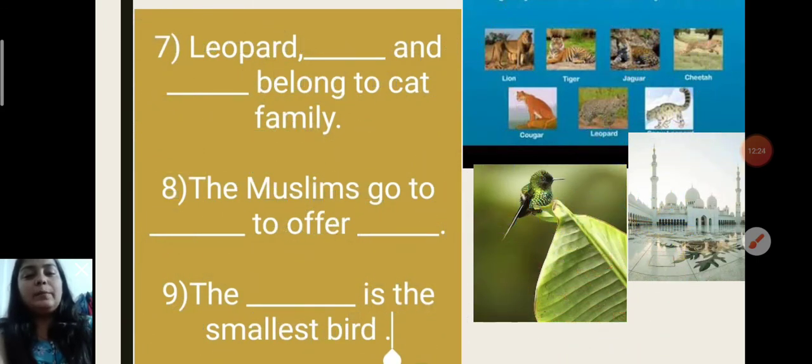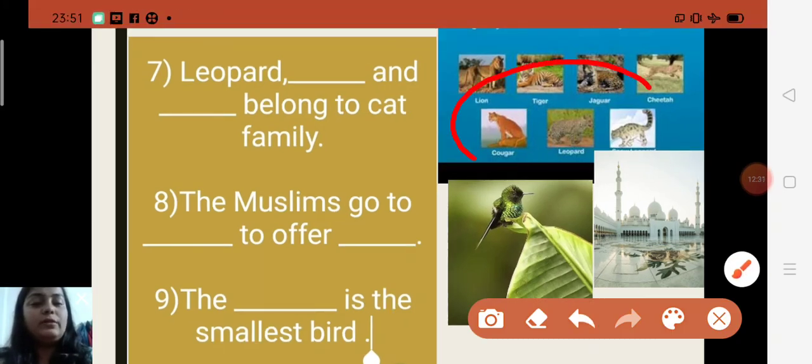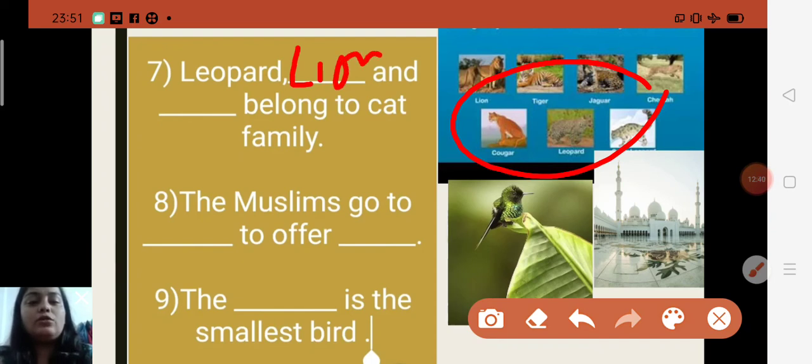Now let's see the next. Dash, leopard, dash and dash belong to the cat family. As you can see, there are so many pictures of these animals. Only any two you can write. Leopard is given. You can write here lion, and also you can write tiger. Lion, tiger, cheetah, leopard, they belong to the cat family.